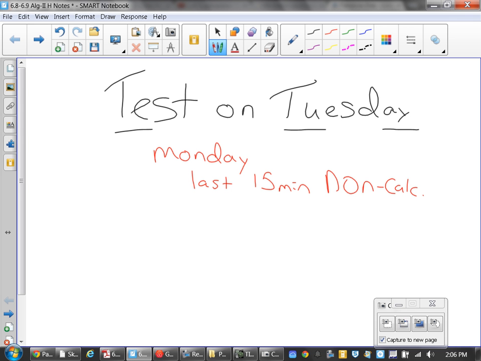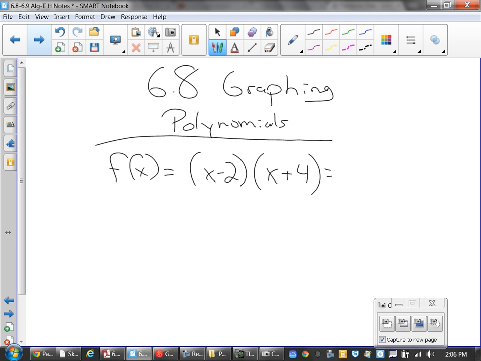Last 15 minutes, we'll take the first part of the test. Tuesday, the whole shebang. Wednesday, we'll start in rationals, which is chapter 9. So, shouldn't be that bad. So, let's take a look at graphing.